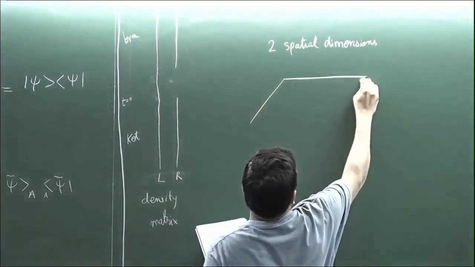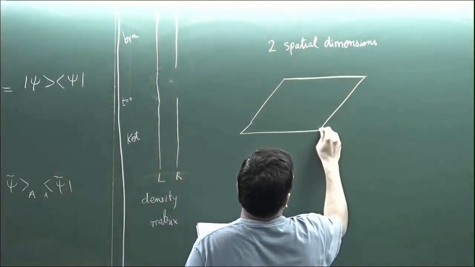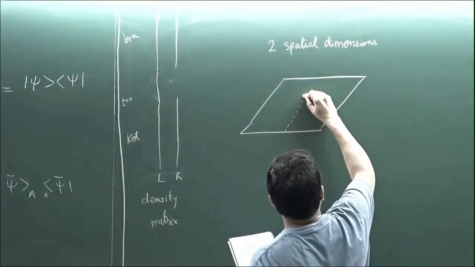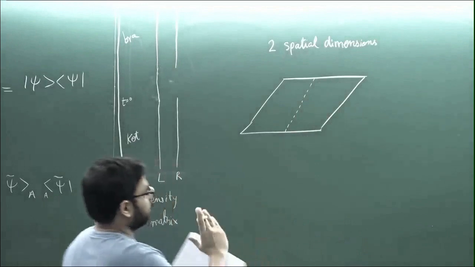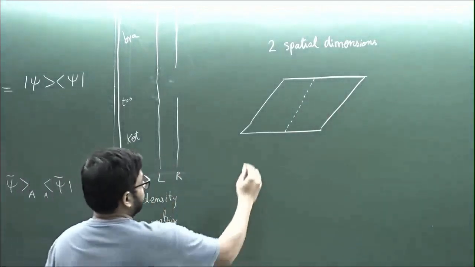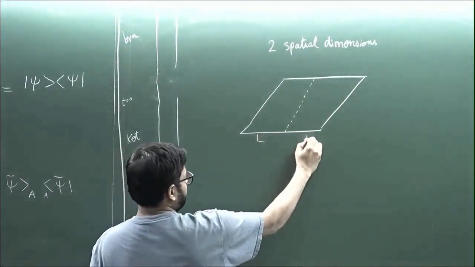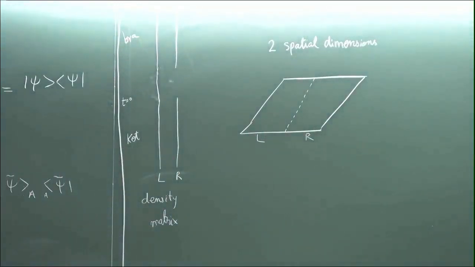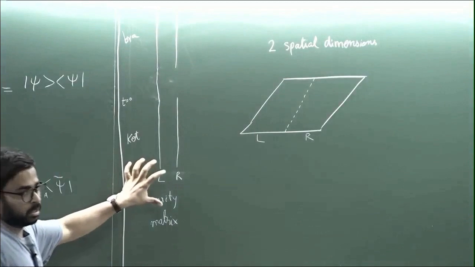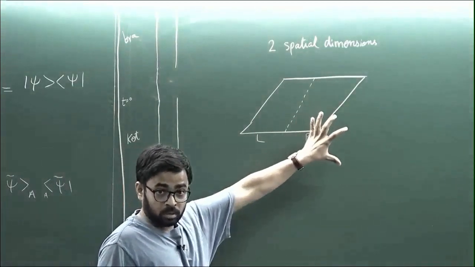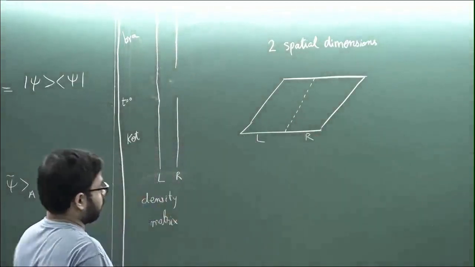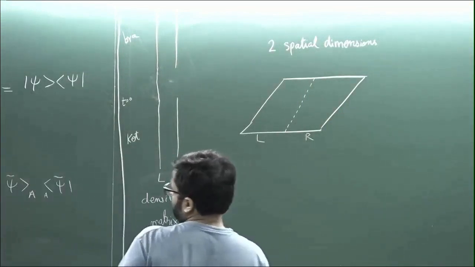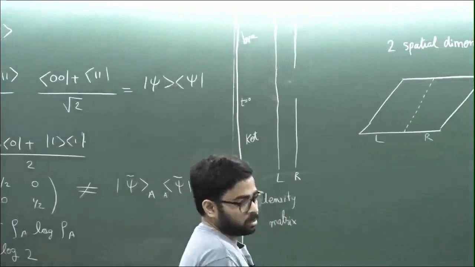Okay, two spatial dimensions. So here's our space. There's some coordinates, and we cut the space in half by just a straight line. So it divides the space into two half planes. This is now the system L, and this is the system R. We want to do the same thing. We want to trace out the degrees of freedom in L and get a density matrix for R. Now, this is not a finite dimensional system, and this entanglement entropy is going to come out infinite.